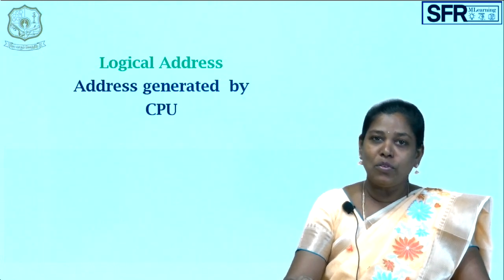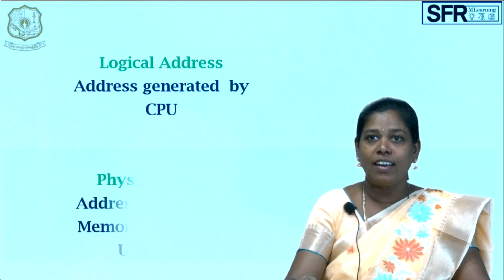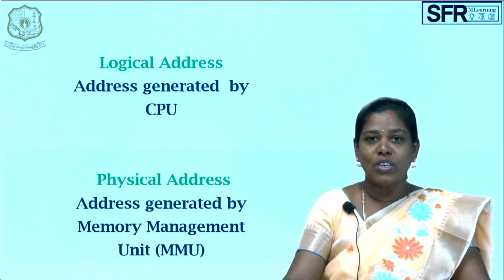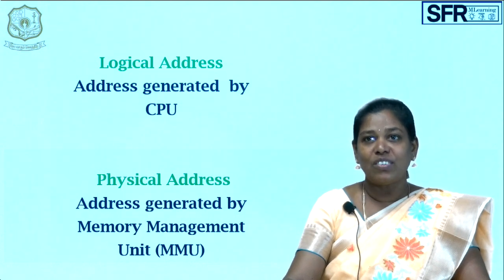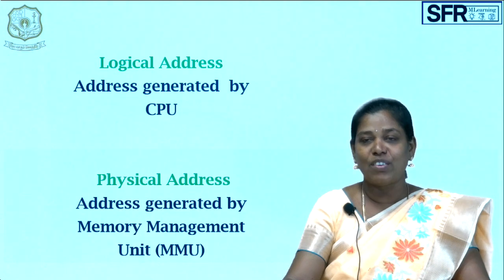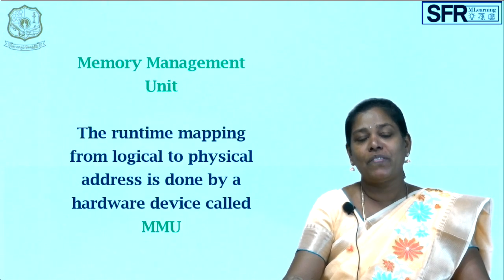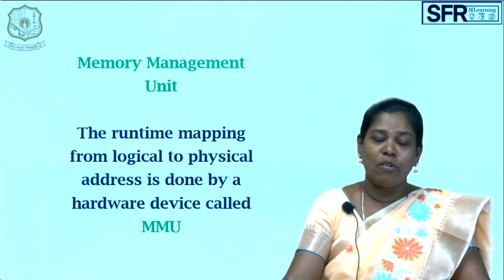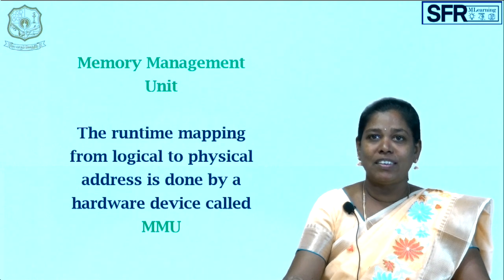And there are two types of addresses. One is the logical address, another one is the physical address. The address generated by the CPU is called the logical address, and the address seen by the memory is called the physical address. The logical address will be mapped onto the physical address with the help of a hardware device called the memory management unit.